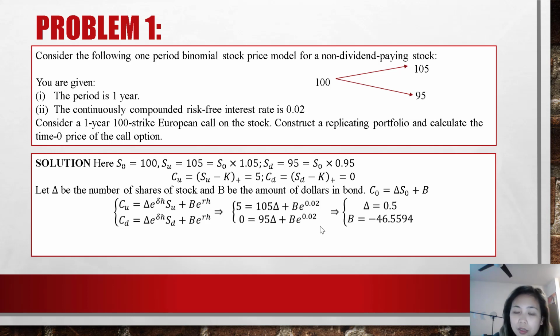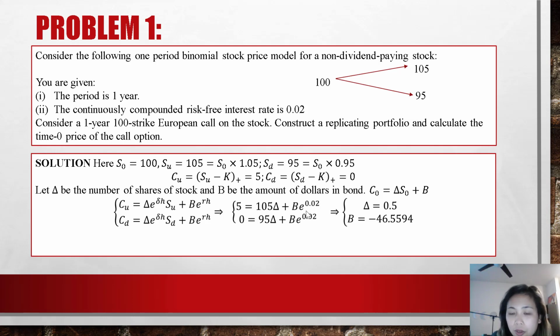Here, I subtract side by side to cancel out the term Be^0.02 and get 10 delta. 10 delta is equal to 5, so delta is 0.5. And use delta to calculate B. We got B is negative 46.5594. So now we have constructed the replicating portfolio.